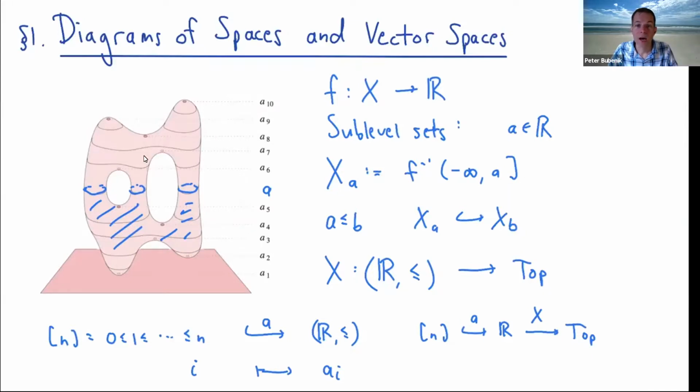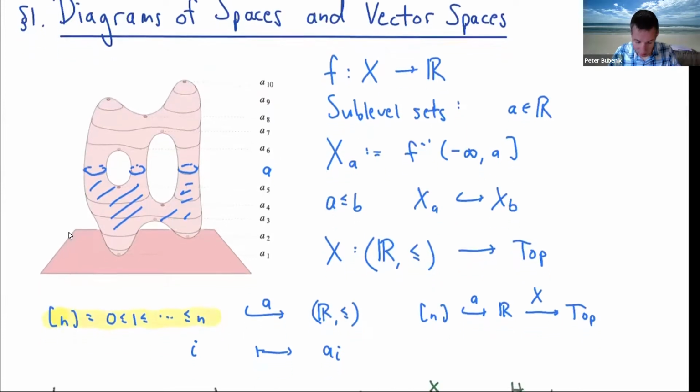in computational settings, people often restrict to a finite subdiagram. We just pick some finite number of values of the function. Usually these are chosen to be in between the critical values. That gives us a finite one parameter diagram of spaces, which can be thought of as a functor on this poset n here, which is just the integers between 0 and n.